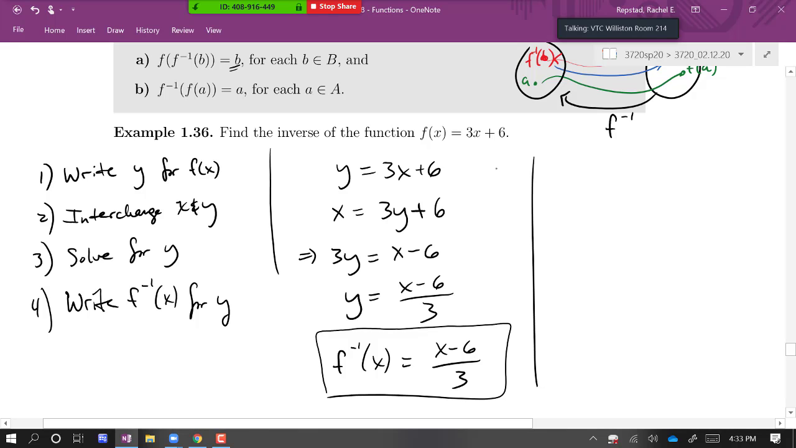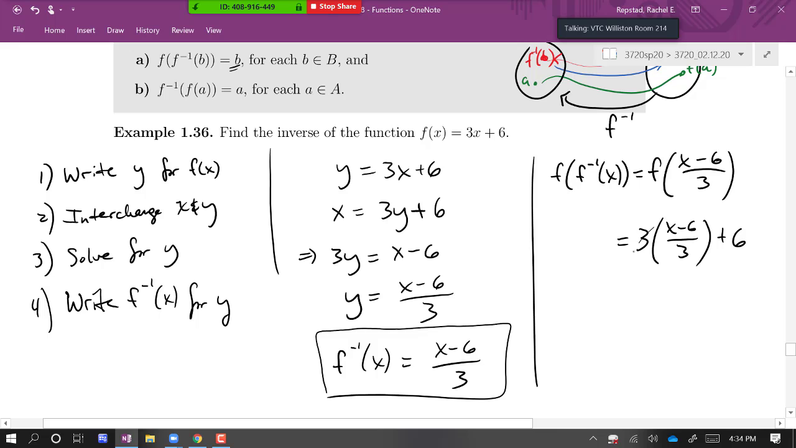If I find f of f inverse of x, that's f of (x minus 6) over 3. And the f function says first I'm going to multiply it by 3 and then add 6. So those cancel, and we do in fact get x. So there's an illustration of Theorem 112 above.